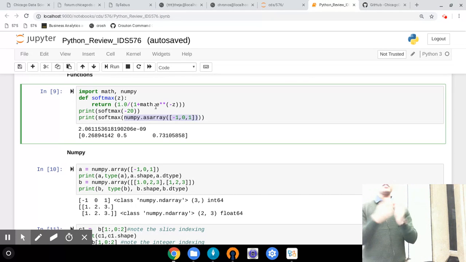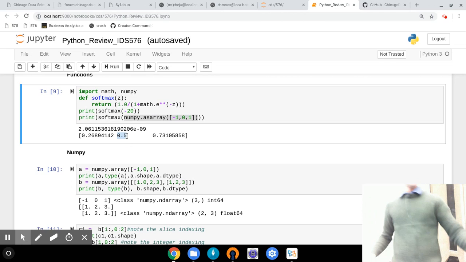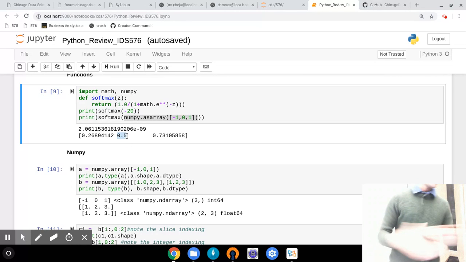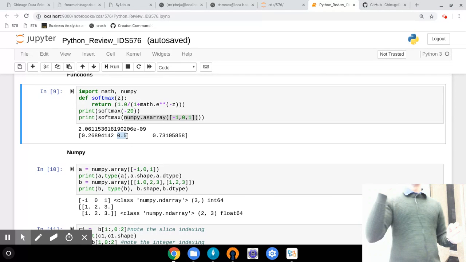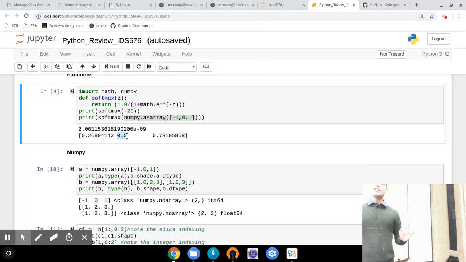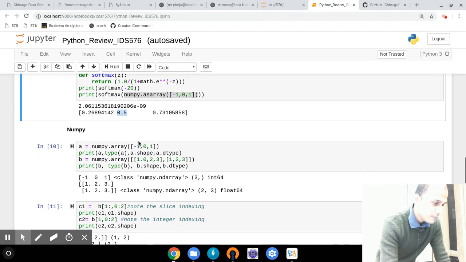So even if you pass a vector, it'll pick the first one, apply the operation, 1 plus e to the power minus z. Pick the second one, apply the same. Third one, apply the same. You can see that this Softmax function, which, I don't know why I'm calling it Softmax, is a sigmoid function. When you input 0, its value should be 1/2. It's 1 over 1 plus e to the power 0. e to the power 0 is 1, so 1 over 2. So that's that.